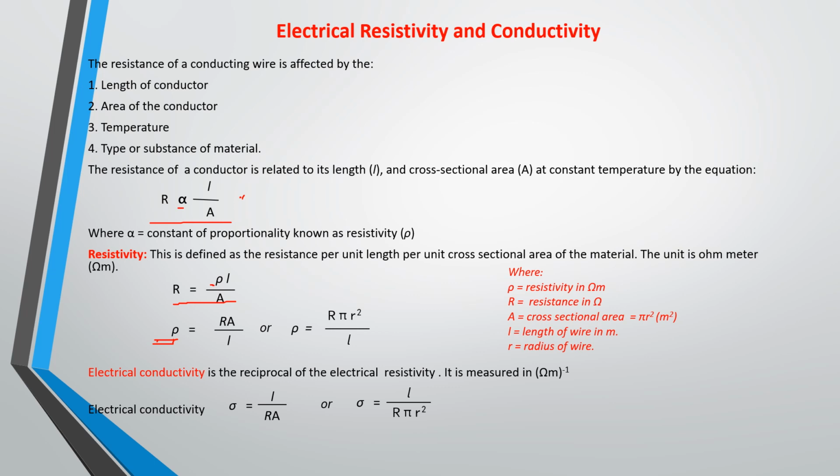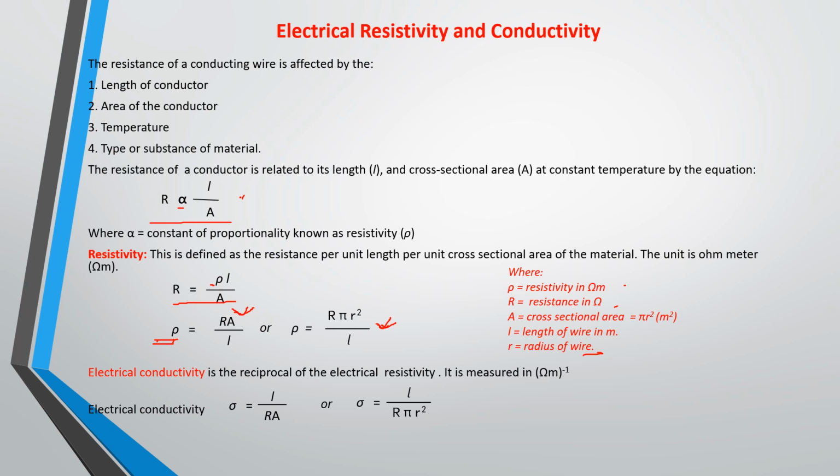We know that area is pi r squared, right? So when you are talking about a circular object, this can also be written like this too. Depending on the equation you are given, you can use either of them. So basically, that is all about resistivity, where ρ is resistivity, R is resistance in ohms, A is cross-sectional area in square meters, L is length, and r is radius. Depending on the equation that you are given.